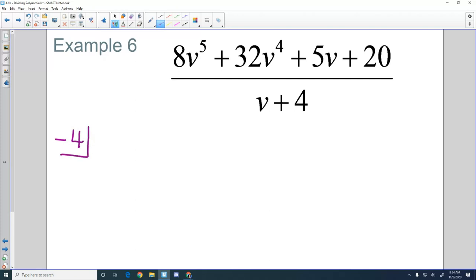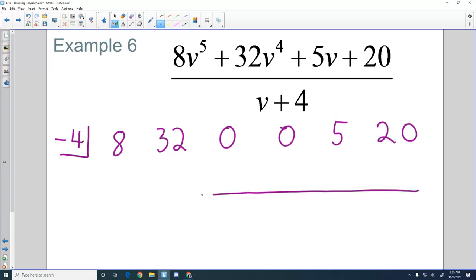Yeah, you add up those columns. -4 goes in the half box. And then my line of coefficients are 8, 32. Here's the important part. 0, 0, 5, 20. Skip a space, draw a line. So that's your setup. Make sure you've got that set up.